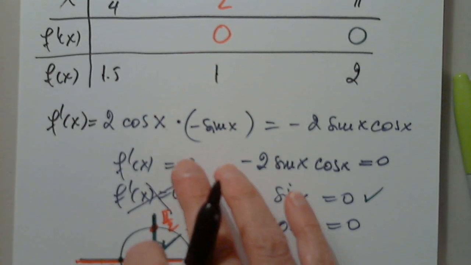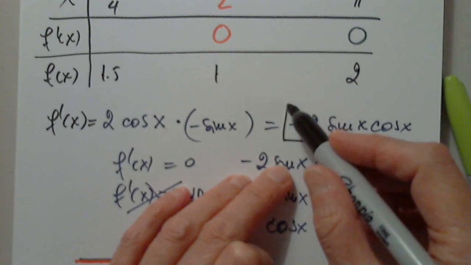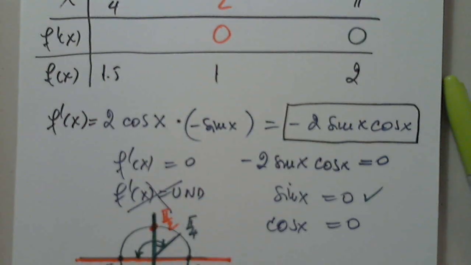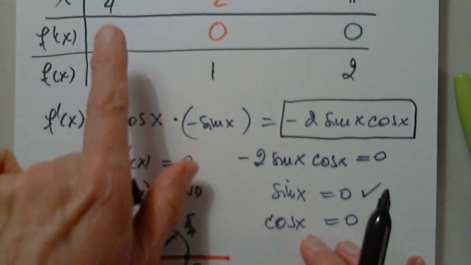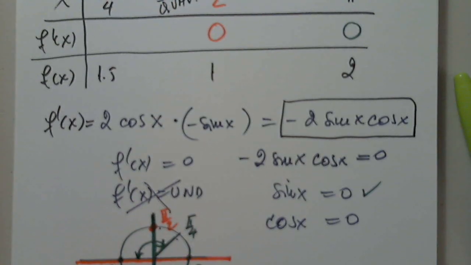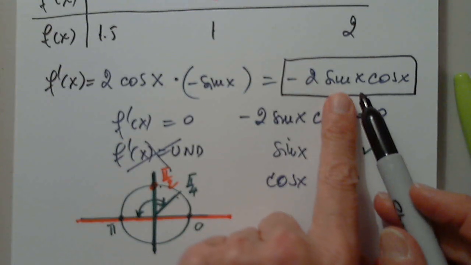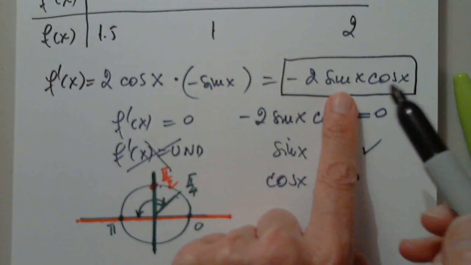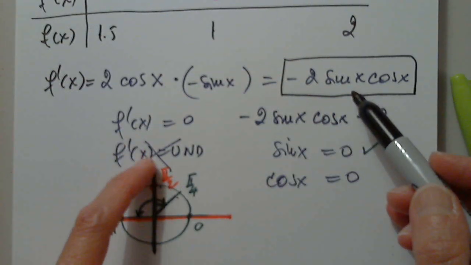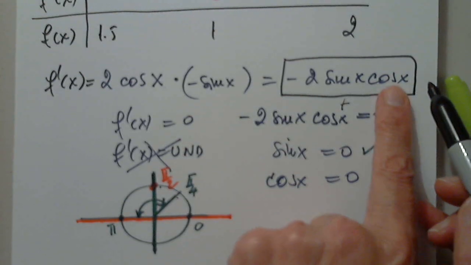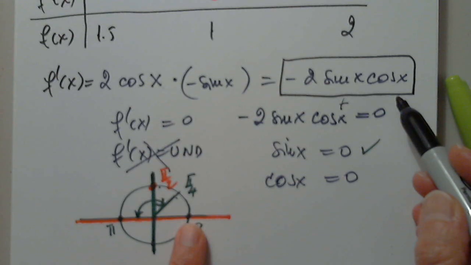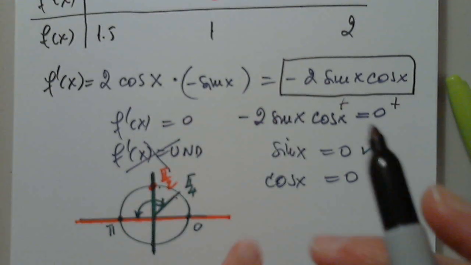Now I have to study the sign of the derivative. This is the derivative. This is the first quadrant between pi over 4 and pi over 2. I'm going to just write first quadrant. Okay, so what is the sign of sine in the first quadrant? Positive. The sign of cosine in the first quadrant? Positive. Good, but there is a negative in front.